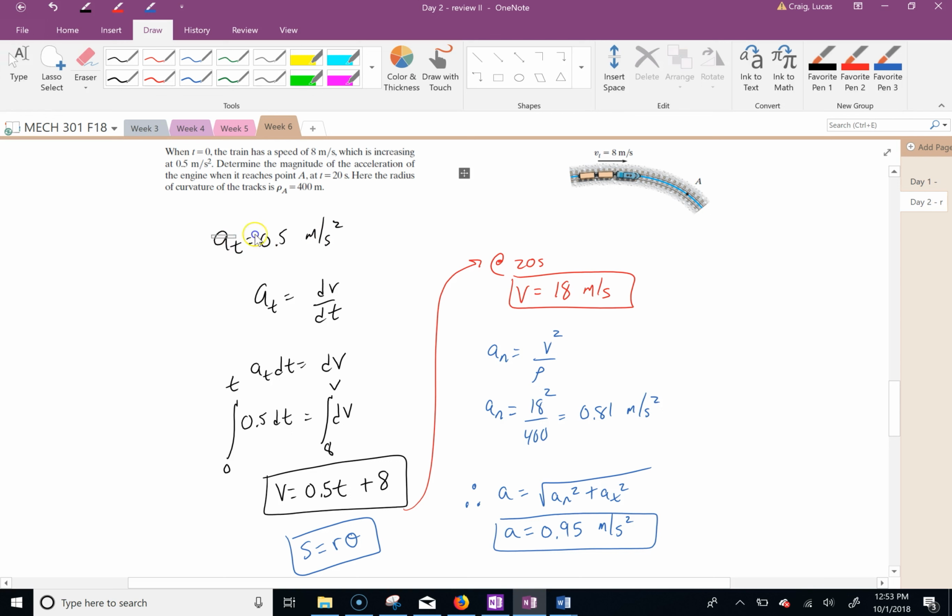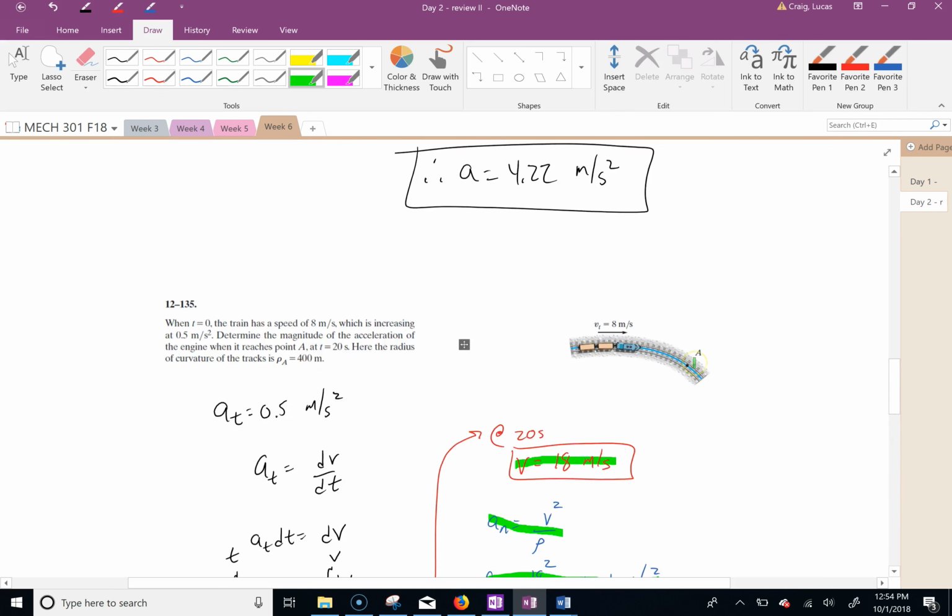So the biggest thing you got to remember is that AT is 0.5 meters per second squared. All right, and we integrate that to find our velocity as a function of time. Okay, then we plug in our velocity, which is 18 meters per second, in our AN equation, to find that the AN is 0.81 meters per second squared. And then finally, we know that the total magnitude of the acceleration is the square root of AN squared plus AT squared, and we get 0.95 meters per second squared. Okay?